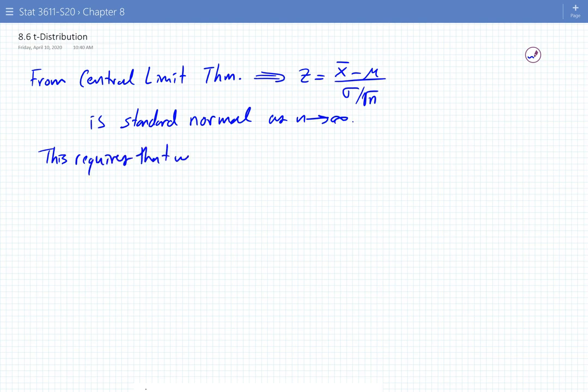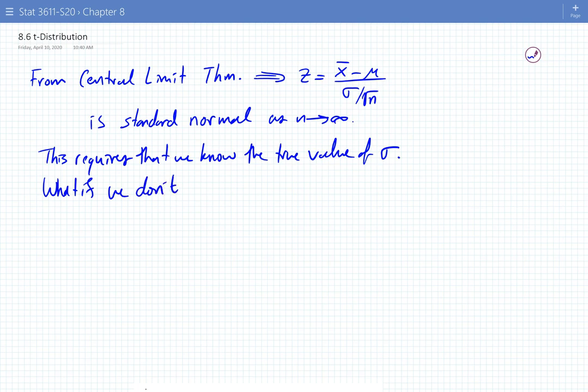It requires that we know the true value of sigma. We know the population standard deviation. What if we don't? What if we don't know what that is? We start to say, well, we don't know what our population standard deviation is. Well, if we don't know sigma, then I guess the best estimate that maybe we could think of right now would be to use a sample variance or a sample standard deviation.